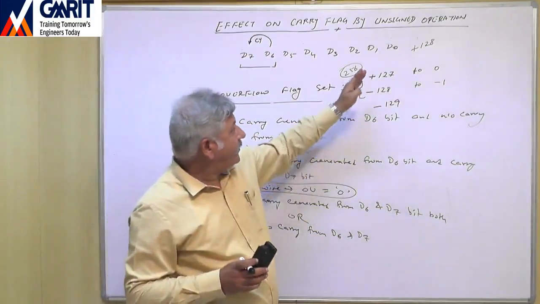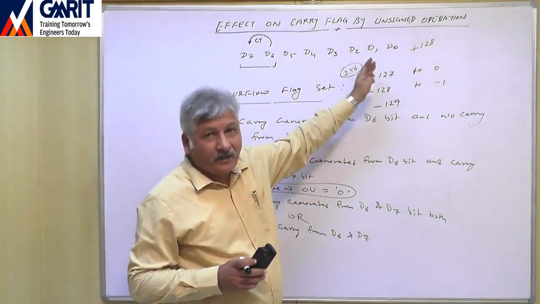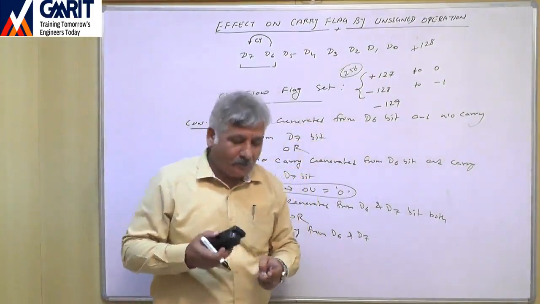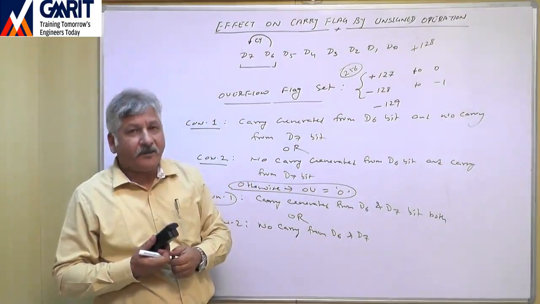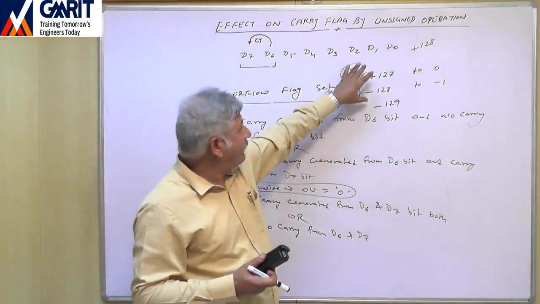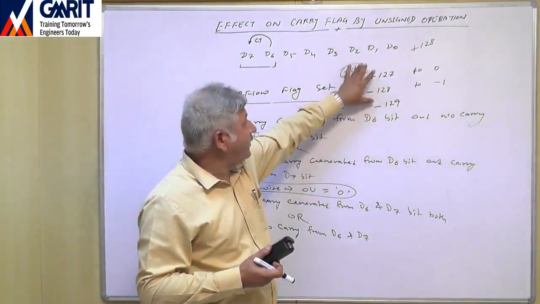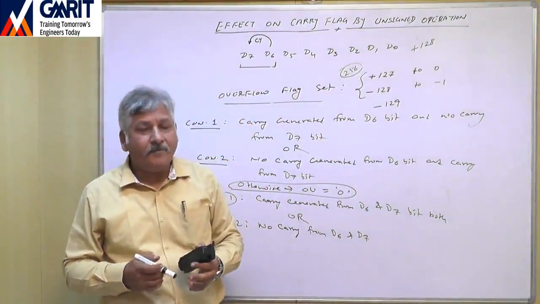So when we are considering a number as a signed number, at that time we have to check the overflow flag. When we are considering a number as an unsigned number, we have to check the carry flag. We will see a few examples for the signed number operation in the next lecture.